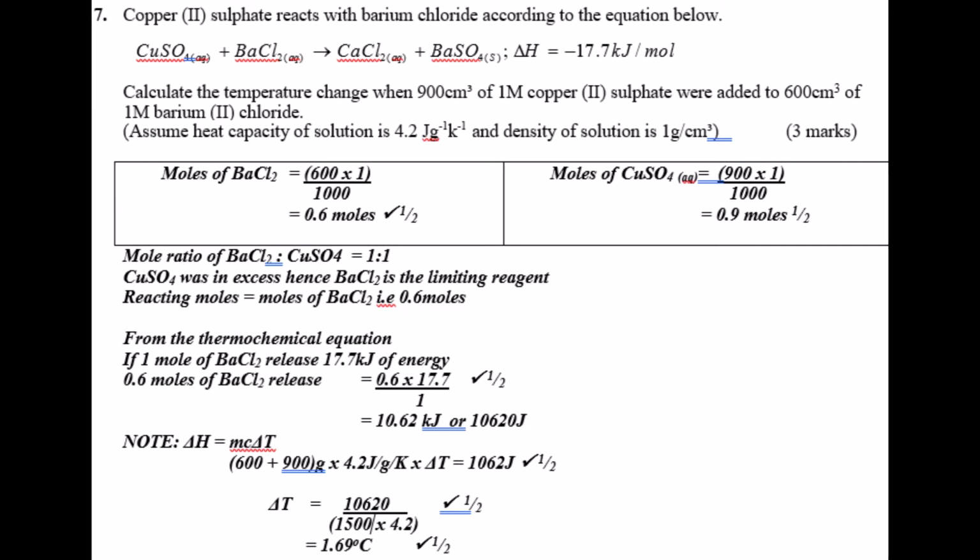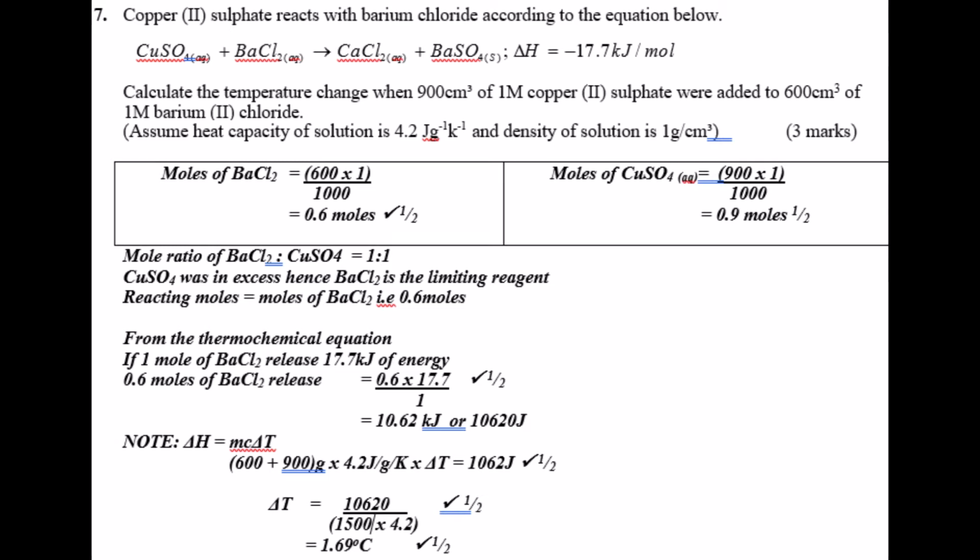Now from the thermochemical equation, you can realize that 1 mole of barium chloride gives us 17.7 kilojoules of energy. And that tells you with 0.6 moles of barium chloride, the amount of energy they'll give us is 10.62 kilojoules. Otherwise, you can convert that to 10,620 joules. Remember the formula for enthalpy change. It is the mass of the solution multiplied by the specific heat capacity multiplied by the change in temperature.